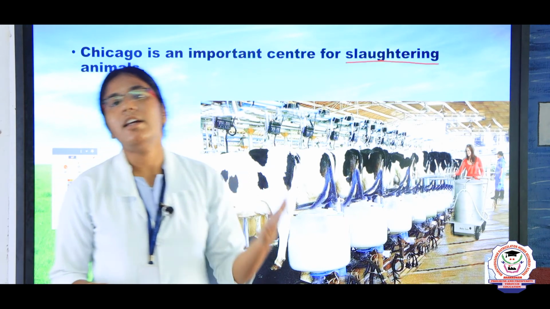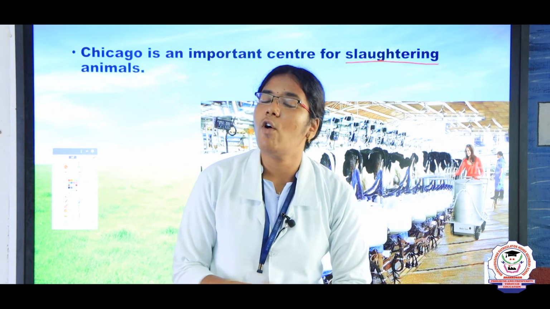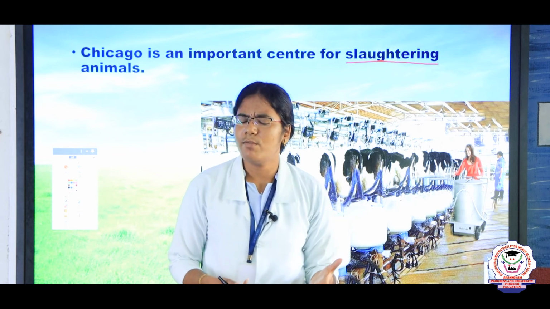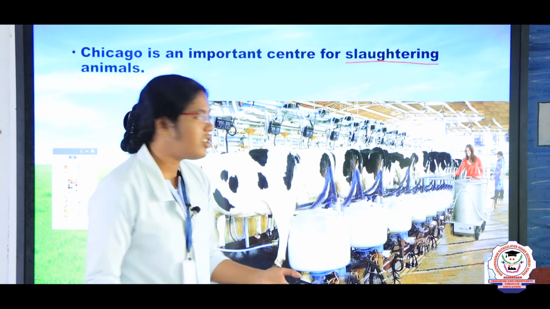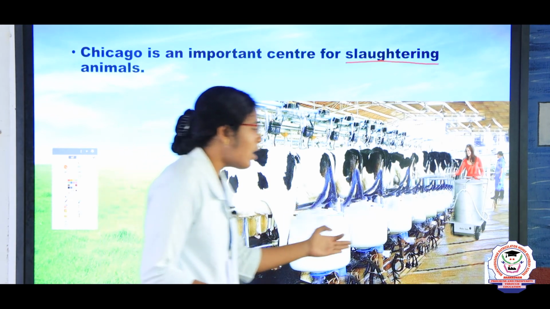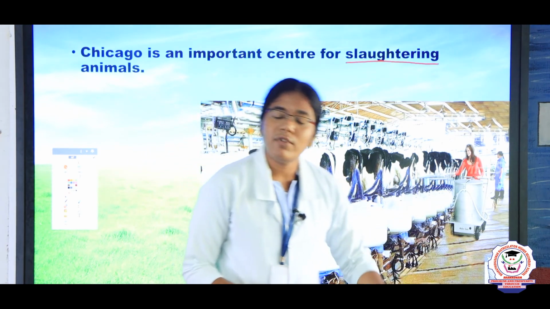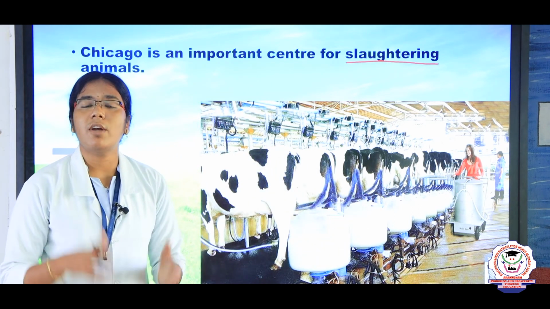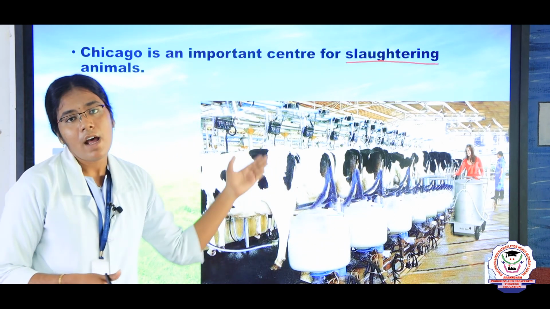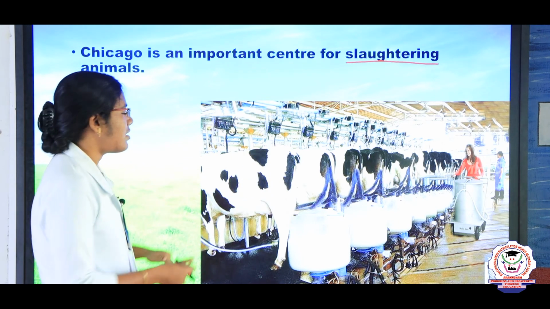Here we see many big dairy farms established. Look at this picture. Even milking is done with the help of machines only. Big dairy farms have been set up in the Prairies grasslands.